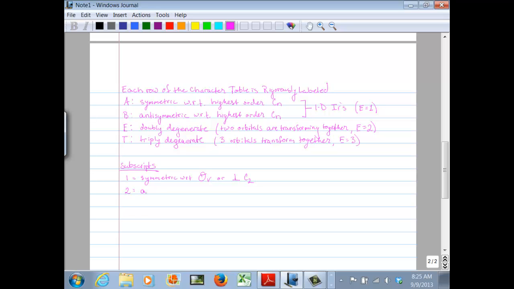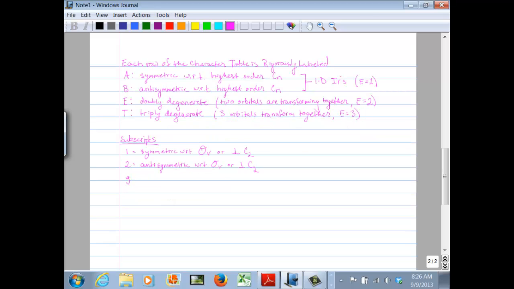2 is just antisymmetric. So 2 is antisymmetric with respect to sigma V or perpendicular C2. We can also have G or U subscripts, and you've seen these before. G stands for gerade, and it just means it's even, and this is symmetry with respect to an inversion center.